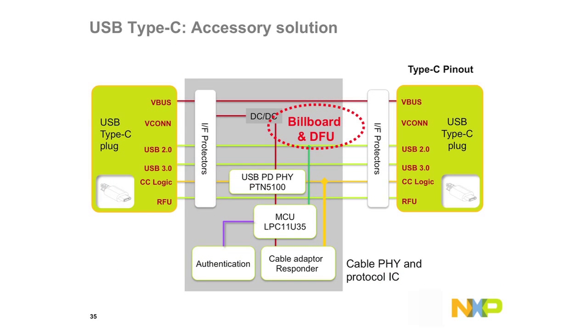So this is the general block diagram for the accessory solution. The biggest difference between the accessory and system is that there's no embedded controller. So really the MCU is the only thing making decisions here. And what I want to highlight is that, like I said, you would use a USB-based part most likely to implement not just Billboard for the DisplayPort alt mode requirement, but also DFU for firmware updates. And I'll talk about that more in detail later.